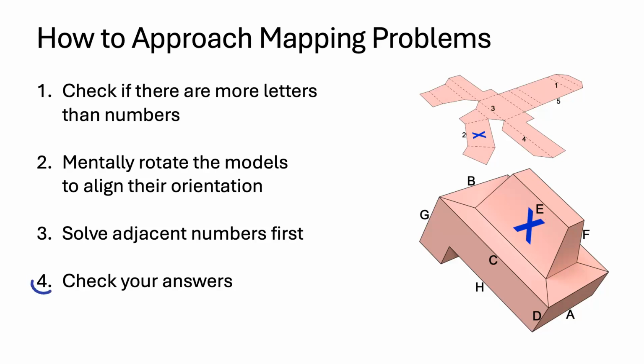And the last step is to simply check your answers. This is always a good idea, but it's especially a good idea for these mapping problems, because you may feel confident in your answer when you first choose it, but after supplying more answers, you may catch an error more easily because something may be inconsistent. One answer may invalidate or reveal that another answer is incorrect.